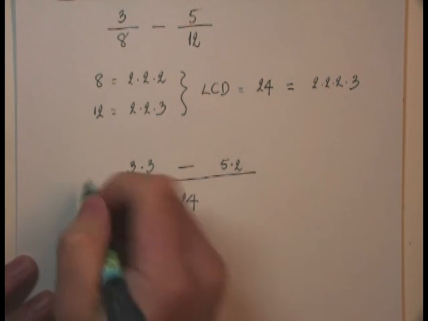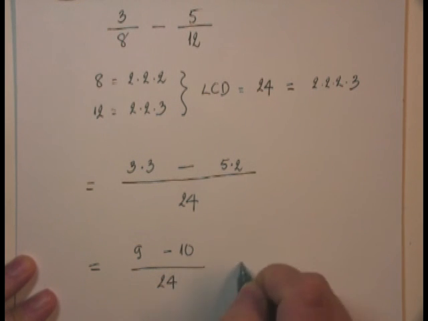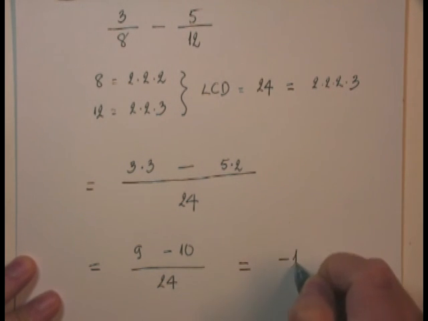And so in the next step of my problem, 3 times 3 equals 9, 5 times 2 equals 10. So I have 9 minus 10 all over 24. And the final answer to the problem would be negative 1 over 24.